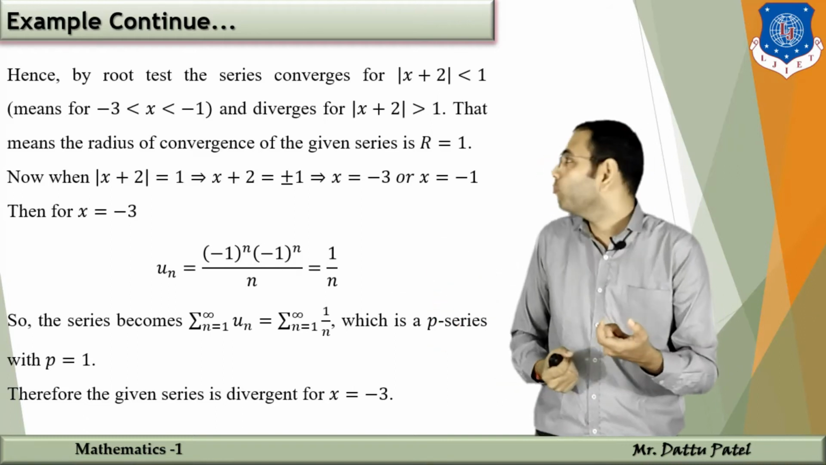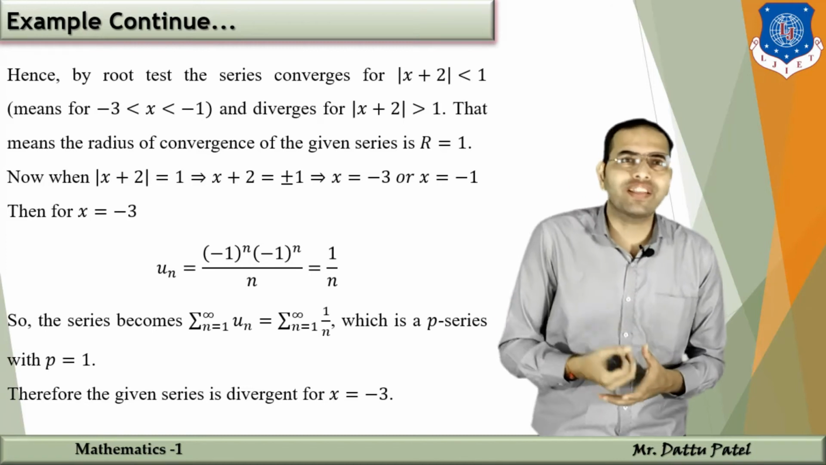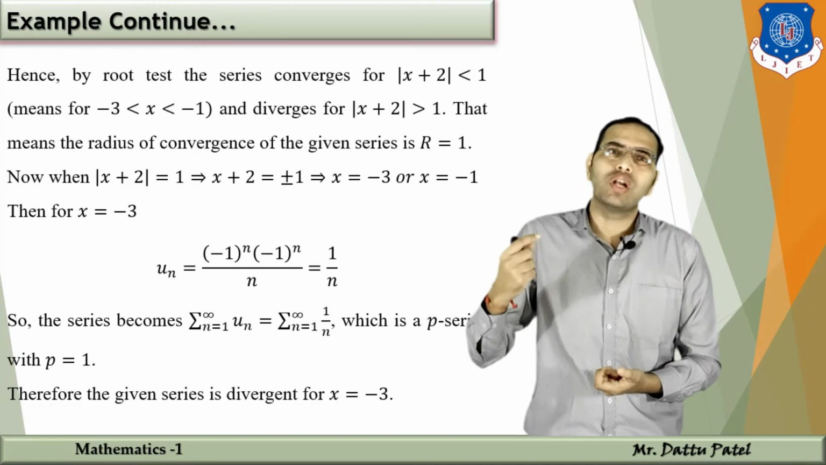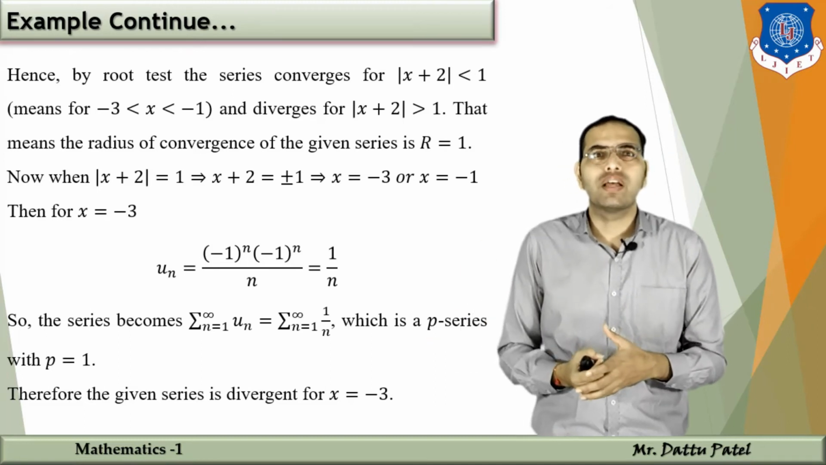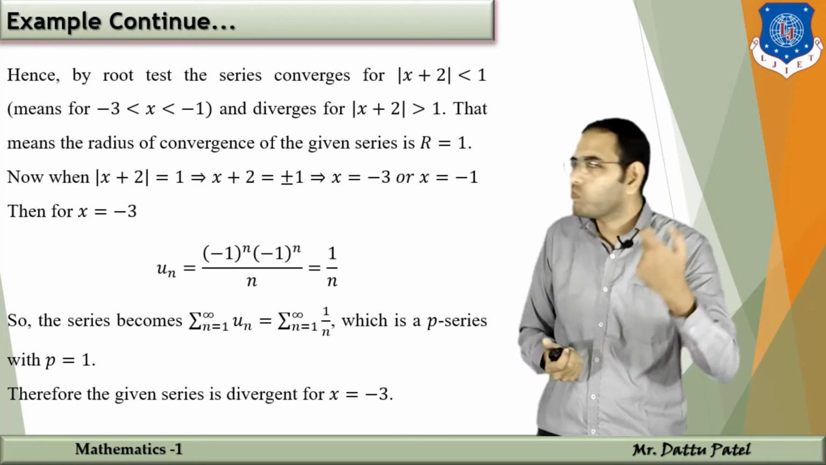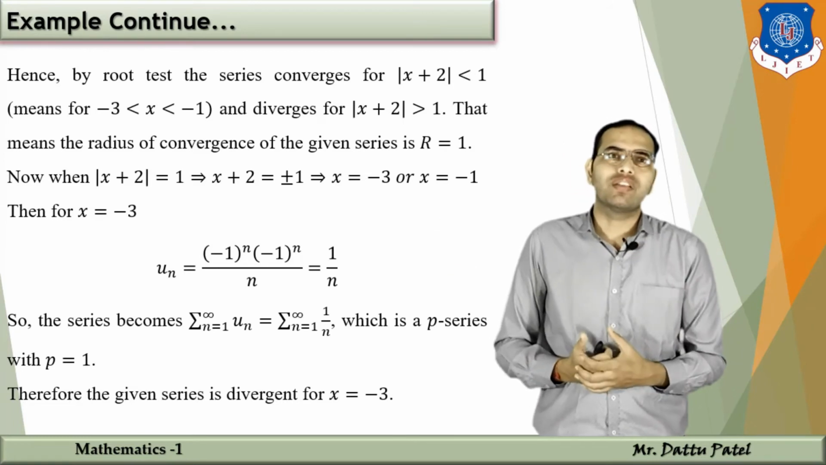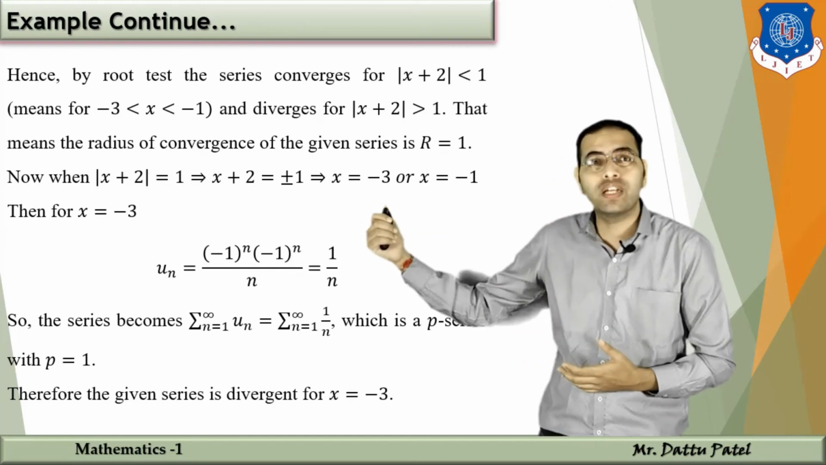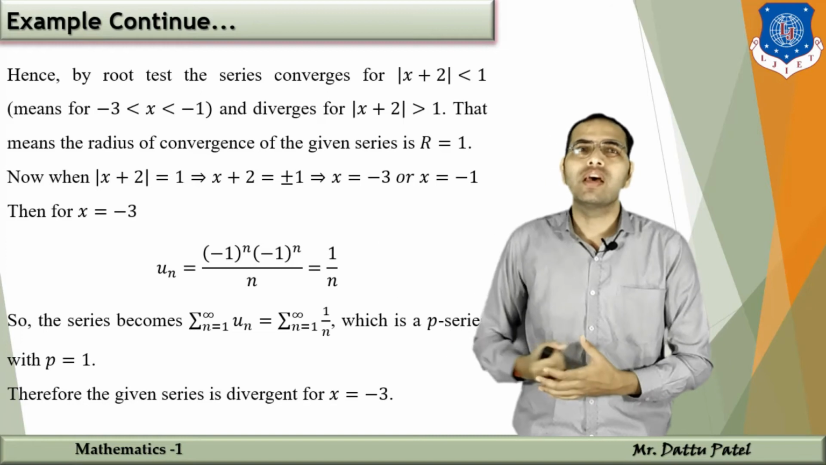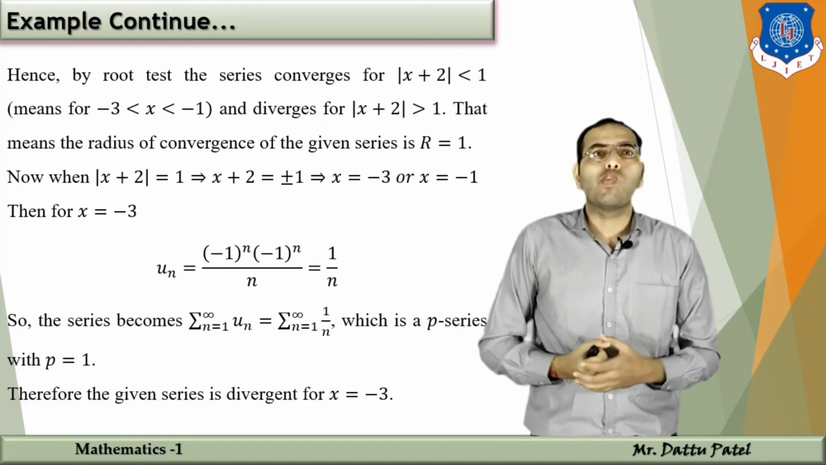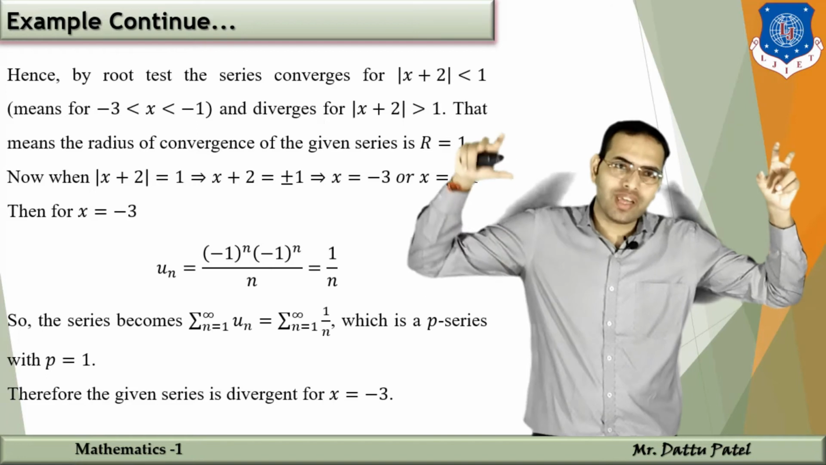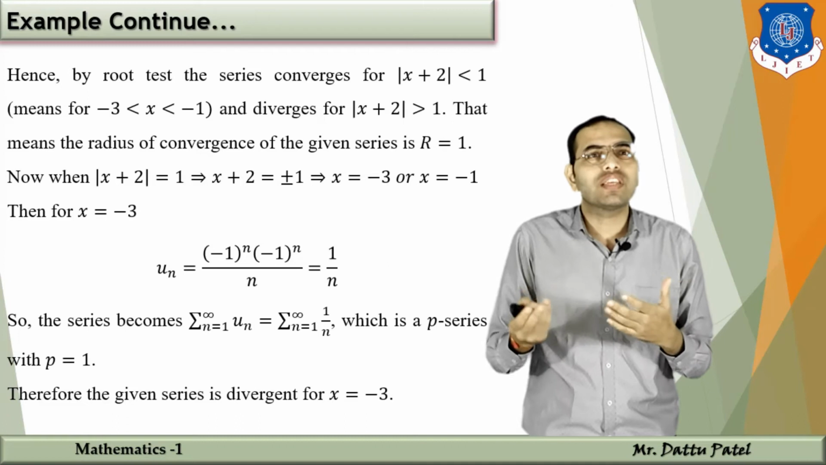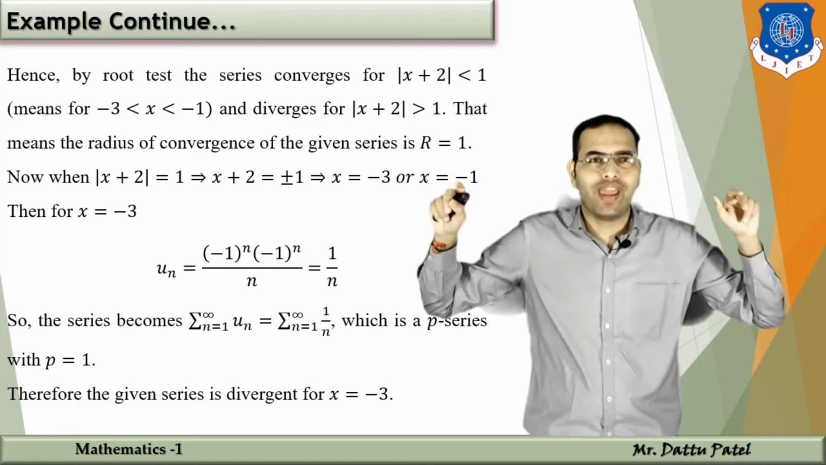Here if |x plus 2| is less than 1, then simplifying that term, it becomes minus 1 less than x plus 2 less than 1. Simplifying further, it becomes minus 3 less than x less than minus 1. That means the given series is convergent in that interval, minus 3 less than x less than minus 1. But what about the endpoints, minus 3 and minus 1? Now we have to check whether the given series is convergent or divergent at the endpoints.